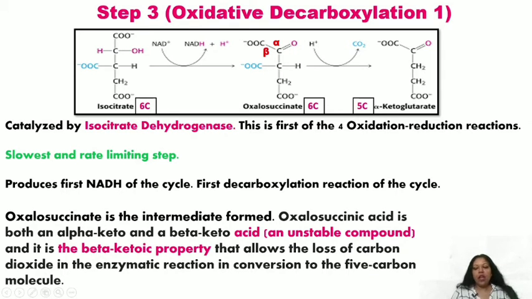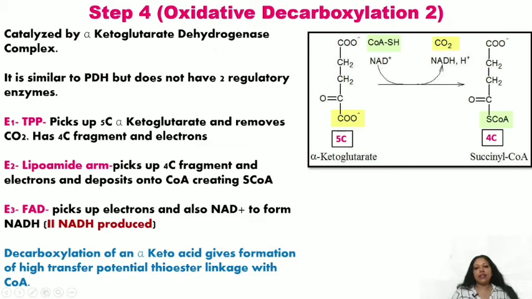Okay. So ultimately we have 5-carbon alpha ketoglutarate as a product of this reaction, and in the next step this alpha ketoglutarate molecule further undergoes decarboxylation, which is termed oxidative decarboxylation, step 2. Why are we using the term oxidative again and again? Because these citric acid cycle reactions are taking place in the mitochondrial matrix, and the matrix is aerobic. Okay. So this step is catalyzed by the alpha ketoglutarate dehydrogenase complex.